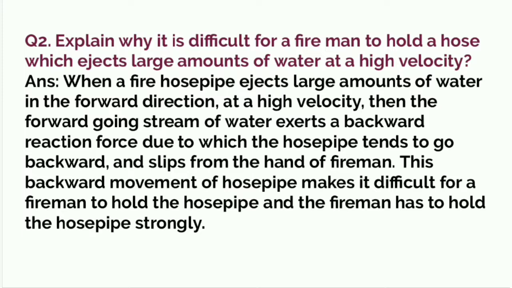Question 2. Explain why it is difficult for a fireman to hold a hosepipe which ejects large amounts of water at a high velocity. Answer. Let us imagine a fireman holding a hosepipe and the water gushes out with high velocity. The forward-going water exerts a backward force on the hosepipe and pushes the pipe backwards. That is why the fireman finds it difficult to hold the hosepipe.